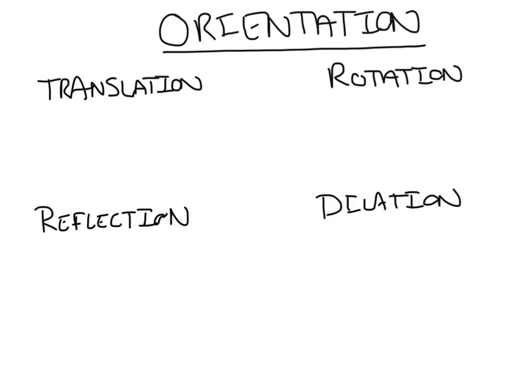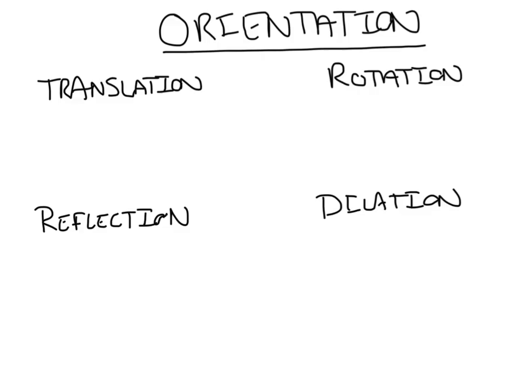Okay, when we're looking at our transformations, we have two big ideas that are going to come up a lot. We have congruence and we have orientation. So what I want to talk about here is our orientation. Before we can get started, you have to know what orientation means. Orientation is the direction that something is facing.